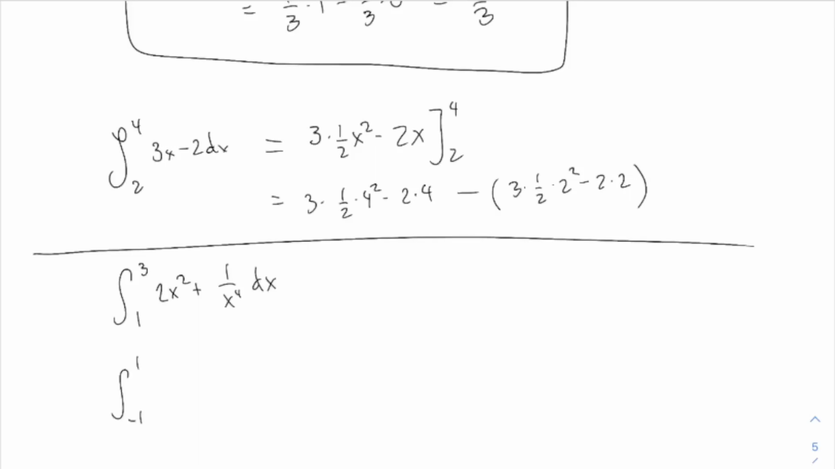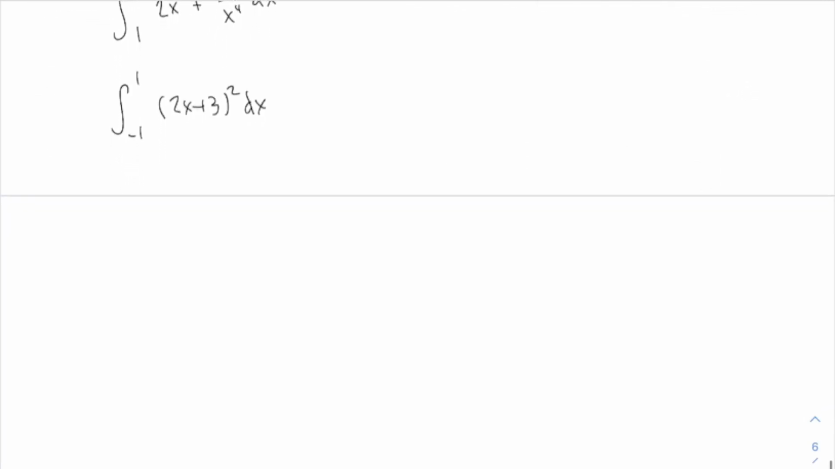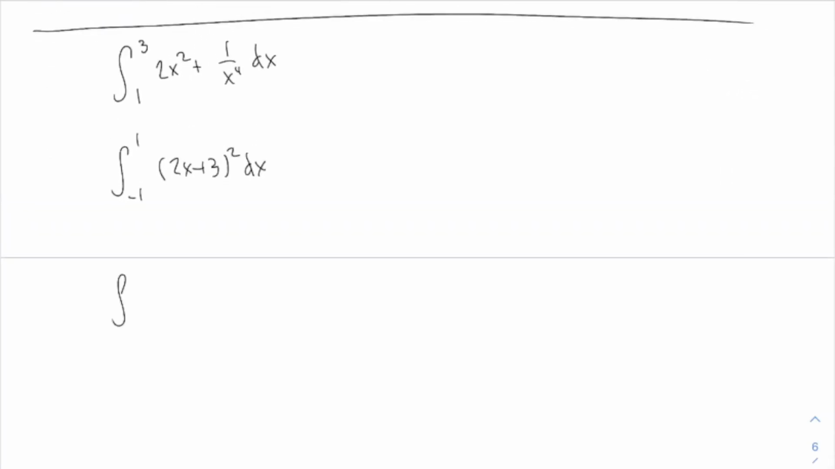Next one, integral from -1 to 1 of 2x plus 3, the whole thing squared. And then I got integral 5 to 10 of x squared plus 7 root x over x to the 5. And finally, integral 0 to pi of sine x dx. That last one is kind of interesting, what it represents as an area.